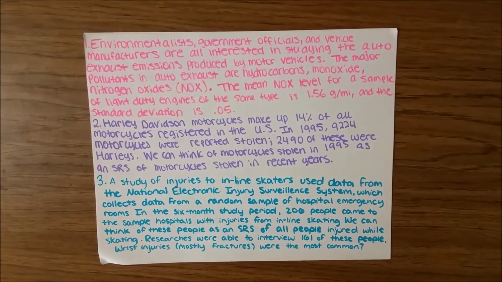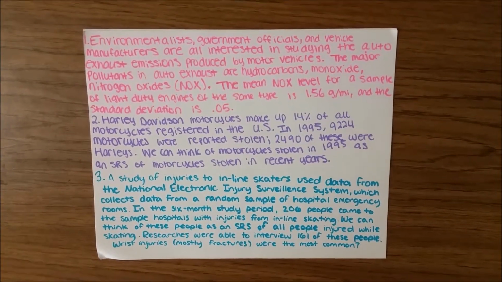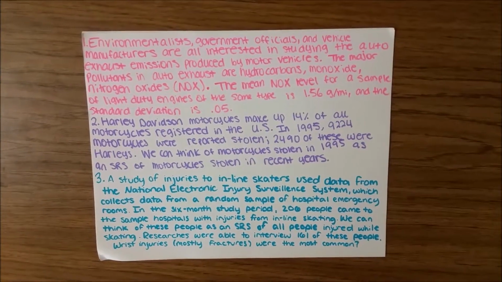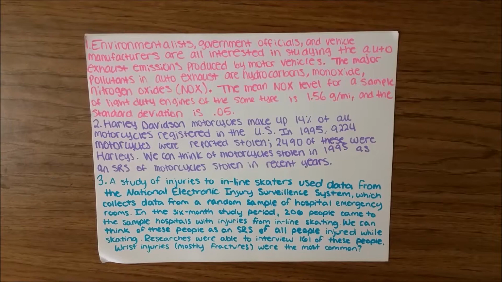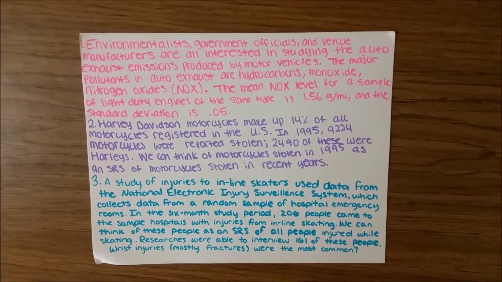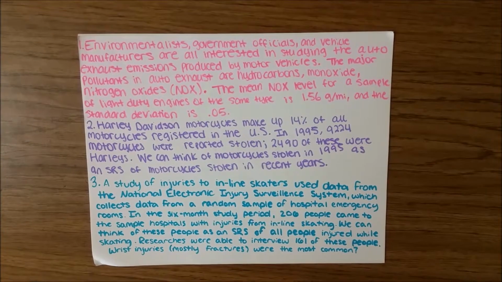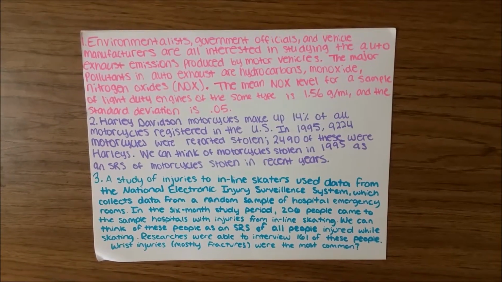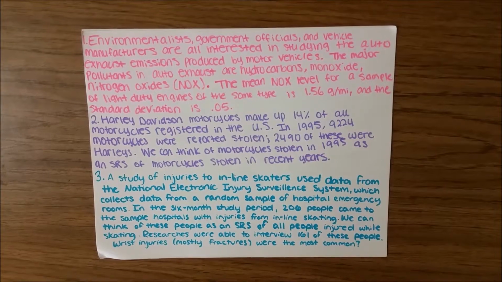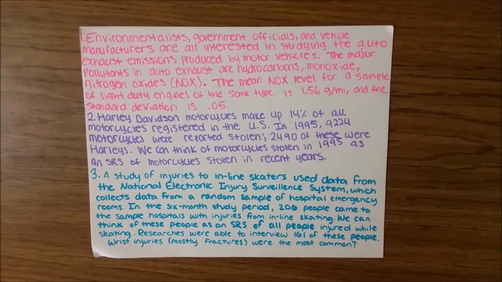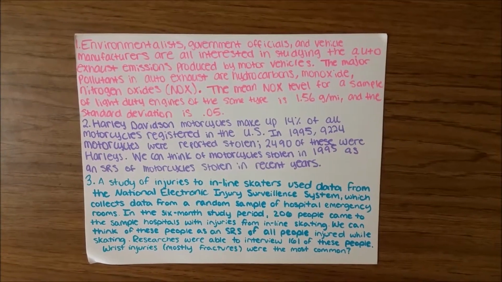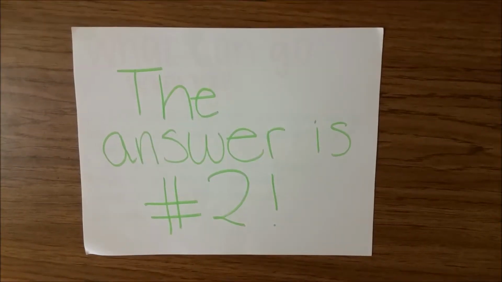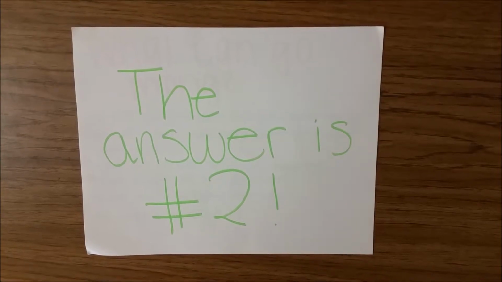Number 3, a study of injuries to inline skaters used data from the National Electronic Injury Surveillance System, which collects data from a random sample of hospital emergency rooms. In the 6-month study period, 206 people came to the sample hospitals with injuries from inline skating. We can think of these people as an SRS of all people injured while skating. Researchers were able to interview 161 of these people. Wrist injuries, mostly fractures, were the most common. And the answer is number 2.